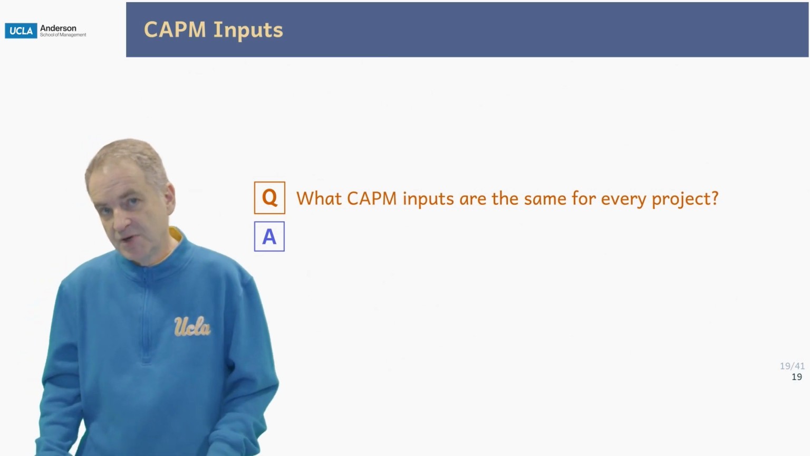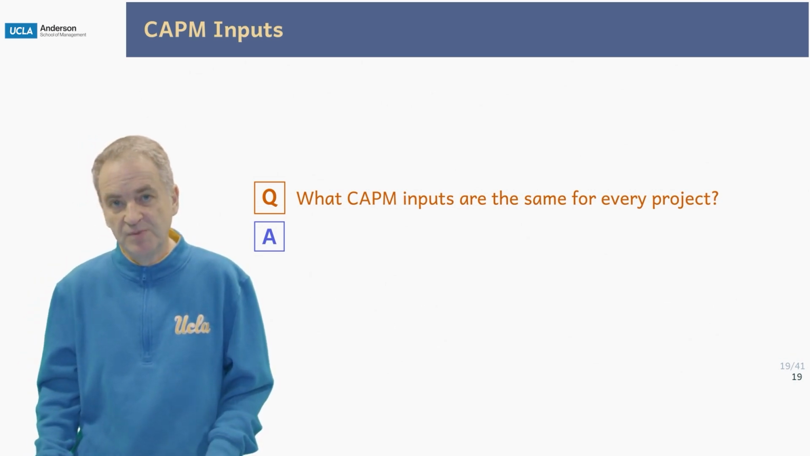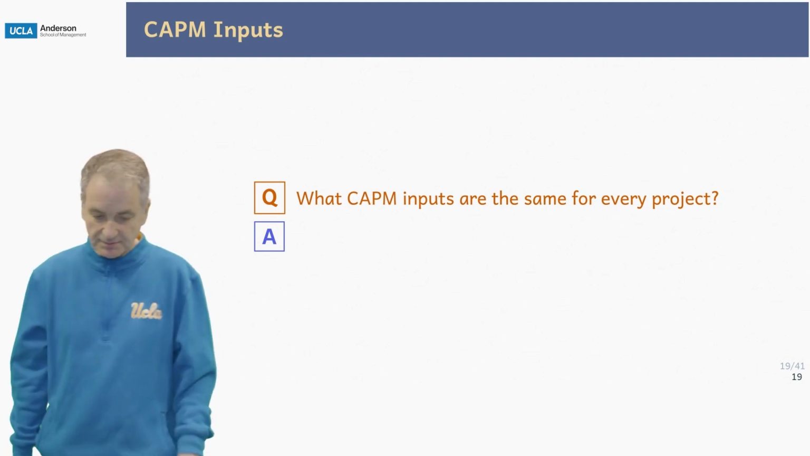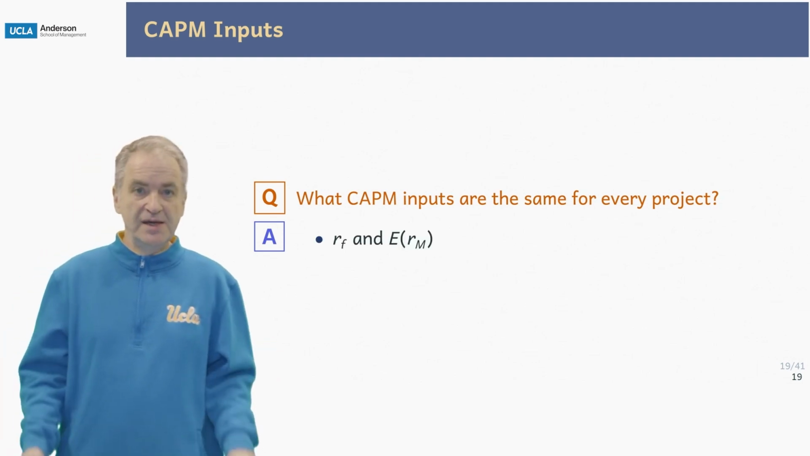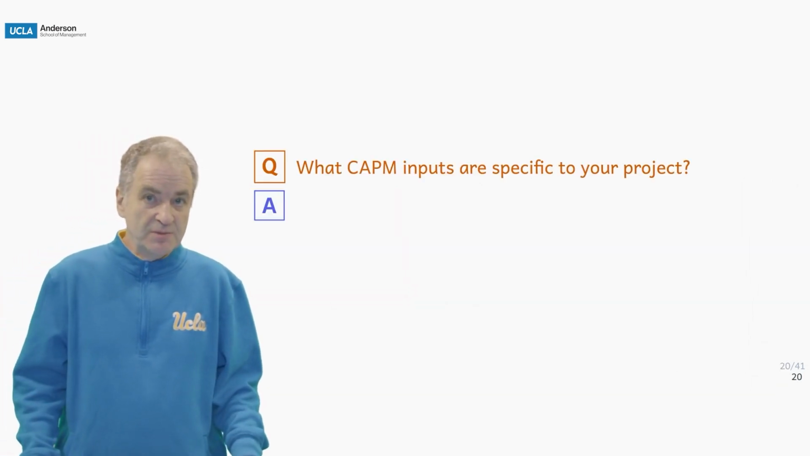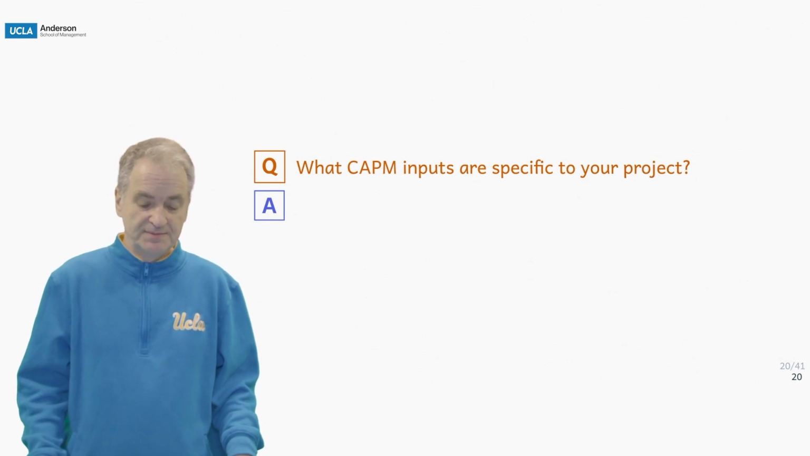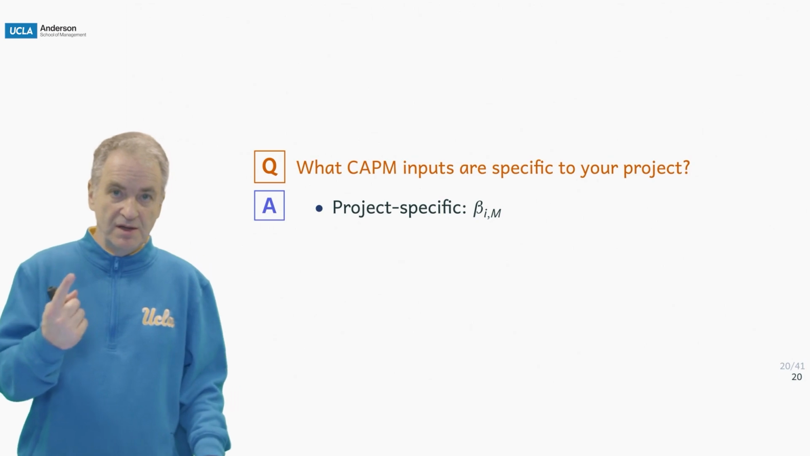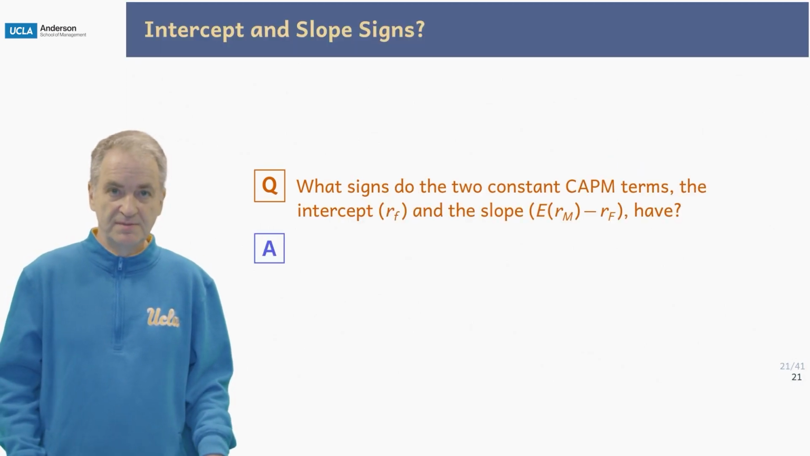What capital asset pricing model inputs are the same for every project? Please pause this video now, answer the question on a piece of paper, and then continue. RF and ERM. What capital asset pricing model inputs are specific to your project? Please pause this video now, answer the question on a piece of paper, and then continue. Project-specific only one, the market beta of your project.